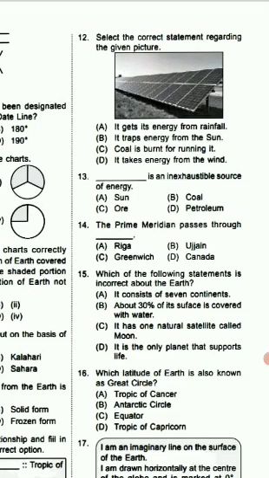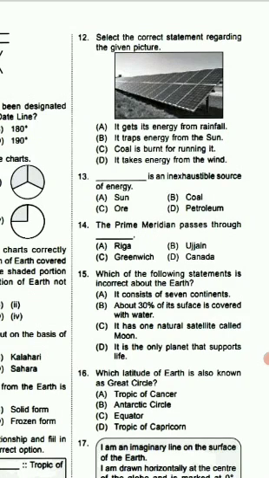Number 13. Dash is an inexhaustible resource of energy. There are four options: sun, coal, ore, and petroleum. And the correct option is A. Sun is an inexhaustible resource of energy. It can be used again and again, whereas coal, ore, and petroleum are exhaustible and cannot be replaced easily.